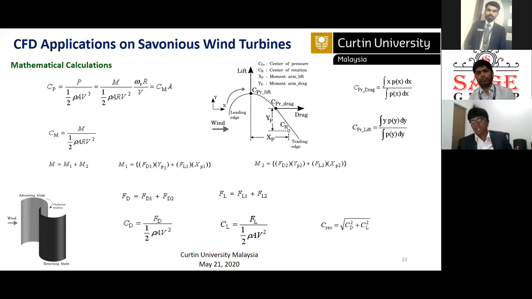For that, we try to identify the force first, and then we try to identify the center of that force. We look at the pressure force there. So we try to identify that center of pressure on each of the blades because of the drag and lift.